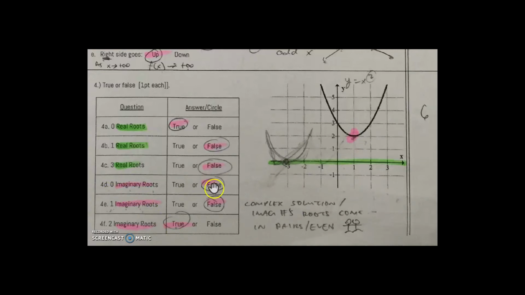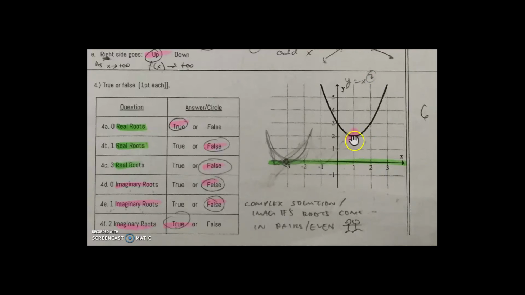0 imaginary roots means that it would be touching the x-axis, either bouncing or kissing or shooting through. And then this answer is false because complex solutions or imaginary roots come in pairs. They come in evens, so it must be an even. So the reason why this one's wrong is if you look at our graph and this is quadratic, you should have 2 x-intercepts, or 2 roots. But your 2 roots here don't cross the x-axis, therefore they are 2 imaginary roots.